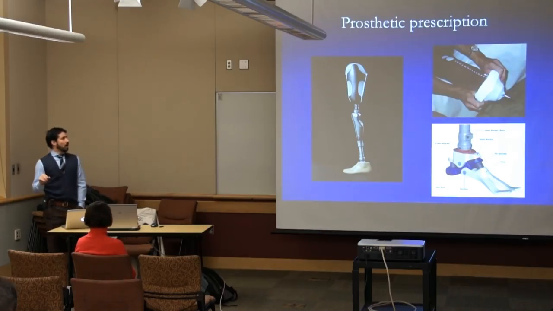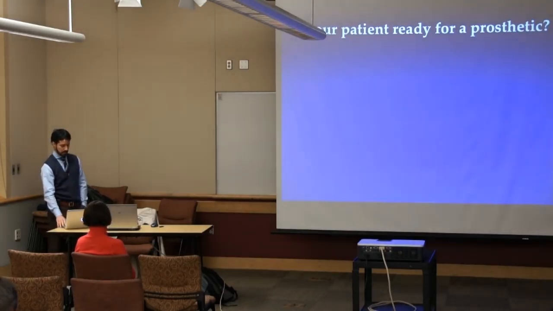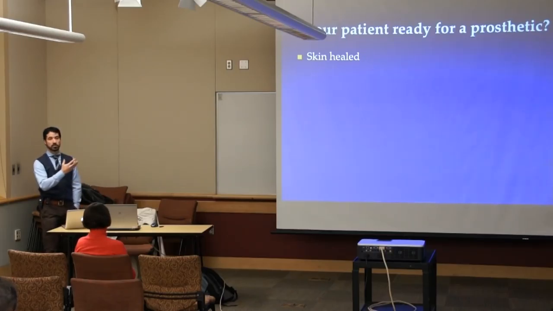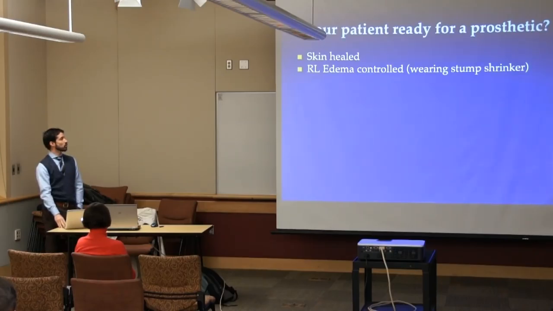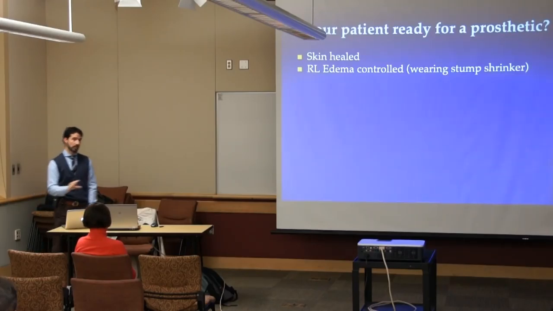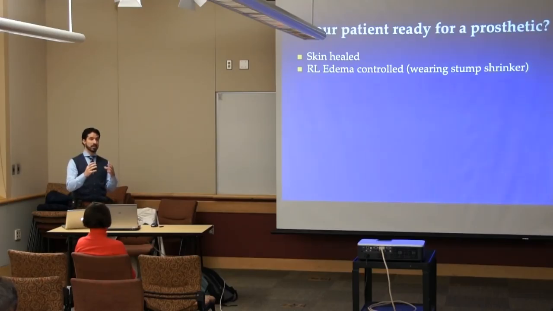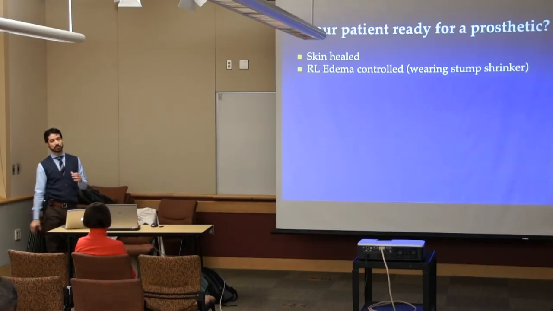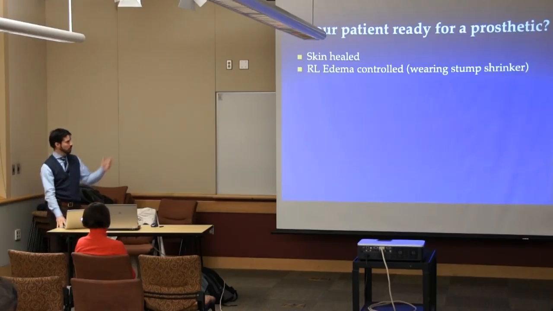Great. Prosthetic prescription. We have all these fancy parts which cost a lot of money, as Amy talked to you about. And how do we decide what to use? Well, first of all, we have to decide, is your patient even ready for a prosthesis? Is their skin healed? Is their edema controlled? And this is relative control. When you fit someone with a prosthesis for the first time, they're usually going to have some edema. But when someone has an incredibly bulbous limb with that really tight pitting edema, that's not going to be an easy fit from a prosthetic standpoint. So we really want to set them up with stump shrinkers initially before we cast them for the first time with a prosthesis.